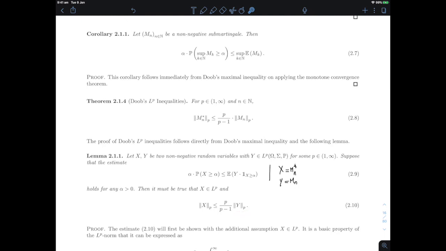So if we prove this lemma, which is a general fact about non-negative random variables, we will satisfy the assumption of the lemma using Doob's maximal inequality that we've proven before, and we will derive the Doob's Lp inequalities that we're trying to prove.